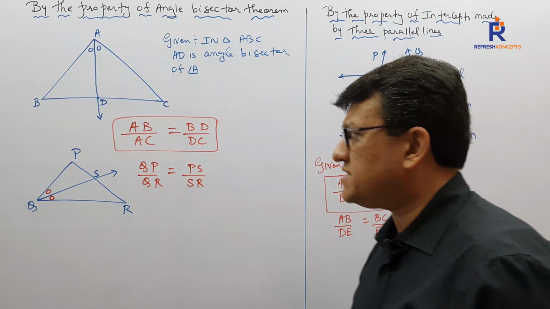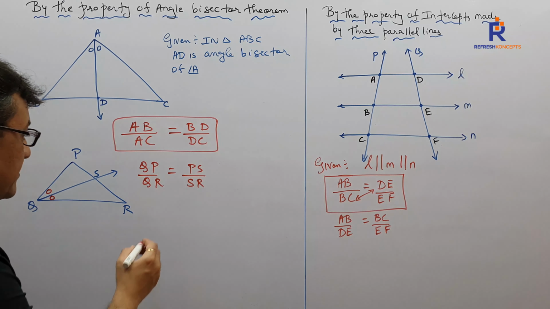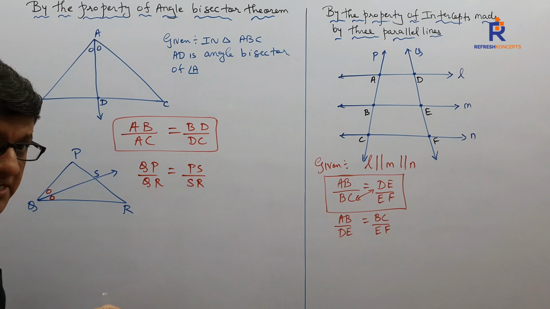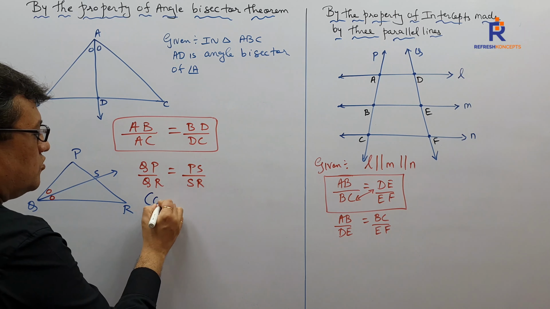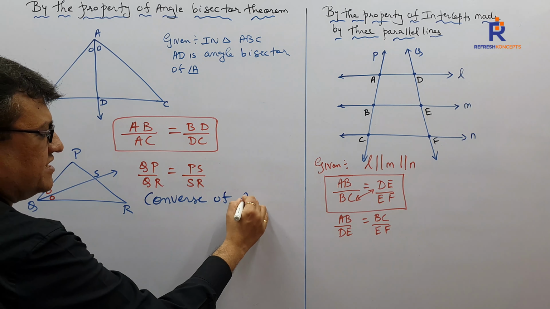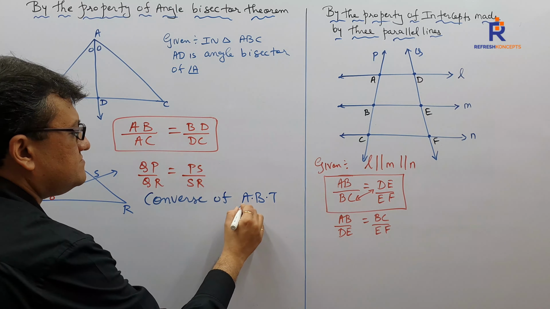One more thing. I just missed out when I was making you understand the angle bisector theorem. We have something called the converse also: the converse of the angle bisector theorem. Within this particular diagram, I shall make you understand the converse of the angle bisector theorem, ABT. No shortcuts, it's only from my side.